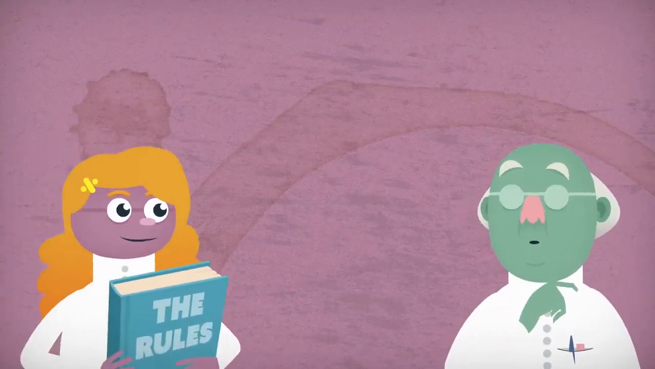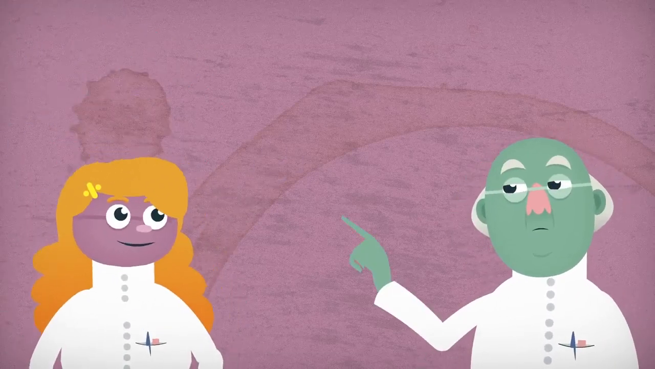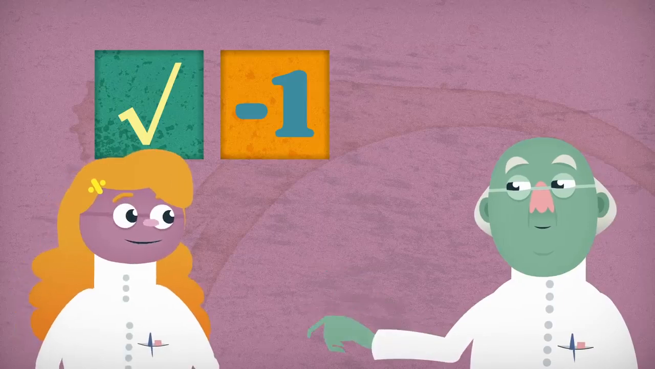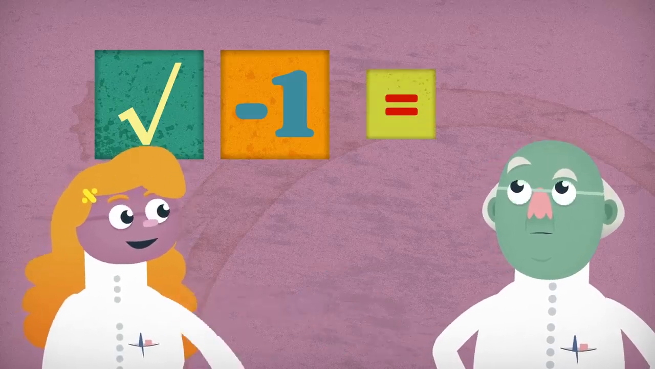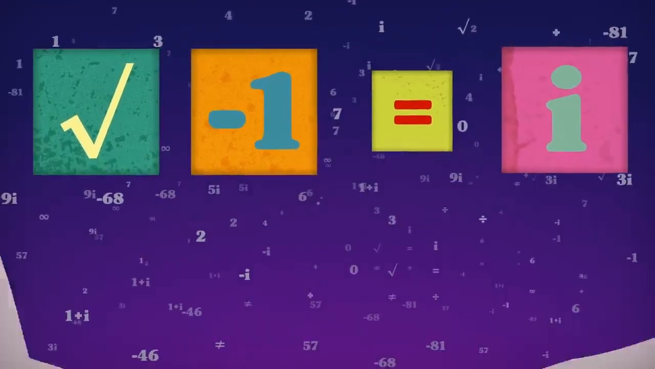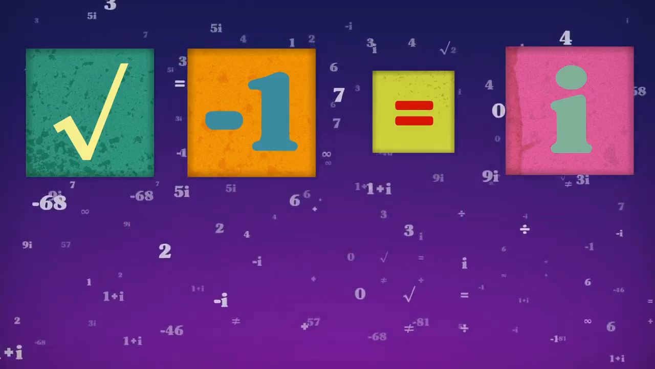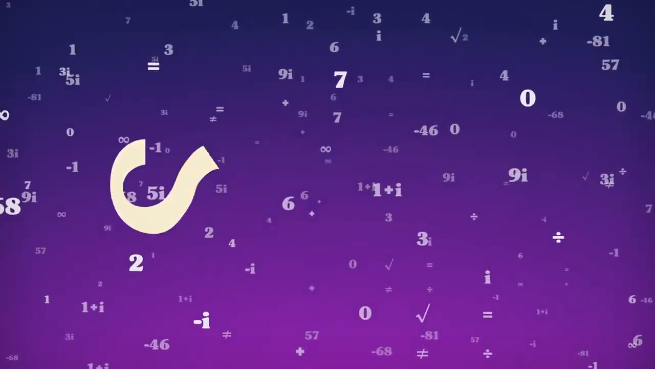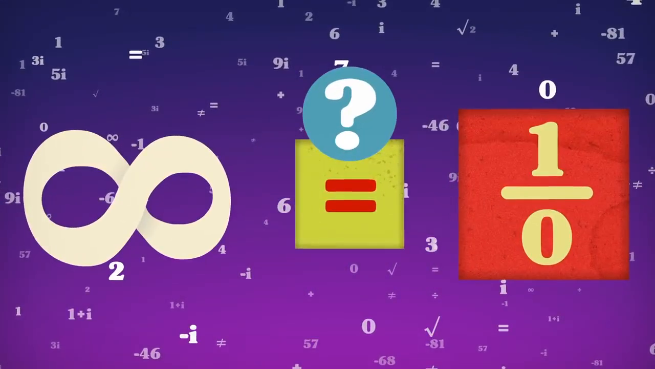After all, mathematicians have broken rules before. For example, for a long time there was no such thing as taking the square root of negative numbers. But then mathematicians defined the square root of -1 as a new number called i, opening up a whole new mathematical world of complex numbers. So if they can do that, couldn't we just make up a new rule? Say that the symbol infinity means 1 over 0 and see what happens?